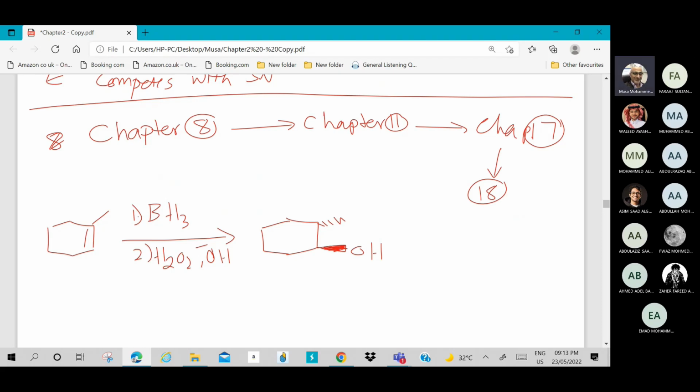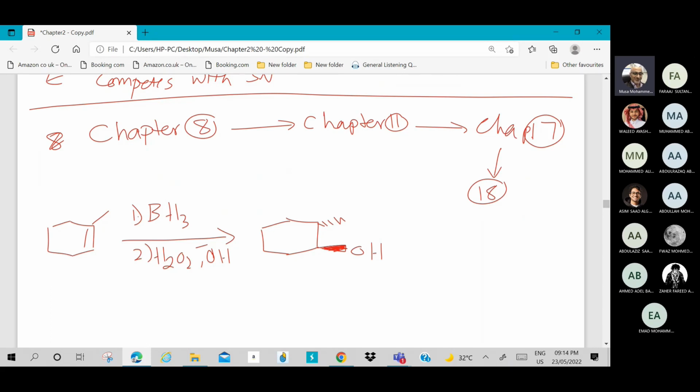Okay, now chapter 15 and 16, different story. They do not belong to this sequence. Okay, so chapter 8 first, chapter 11 second, chapter 17, then chapter 18. This is if you want to be able to connect the dots properly.